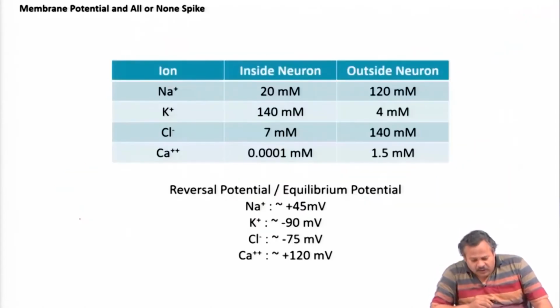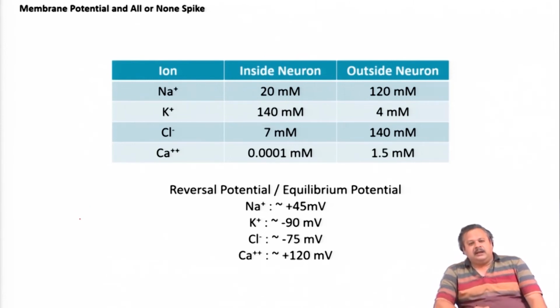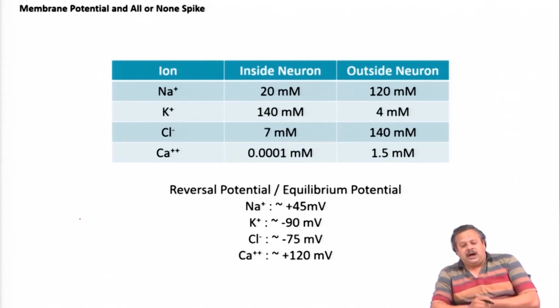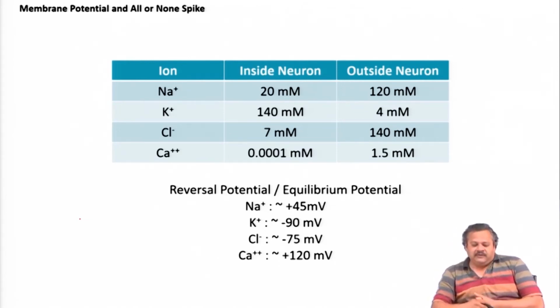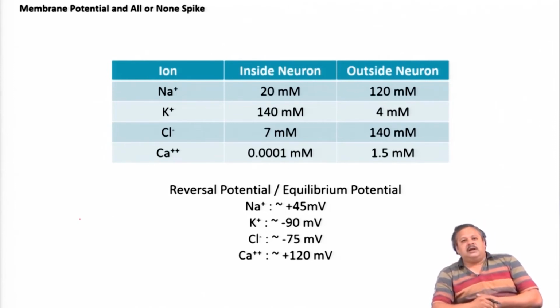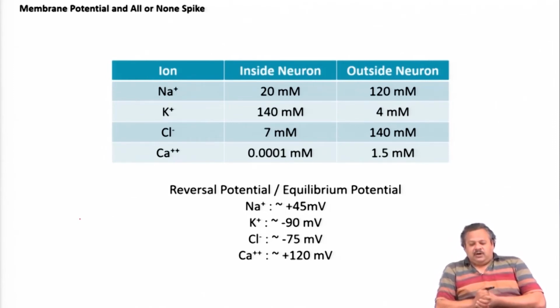So, the concentrations present inside the neuron for sodium, potassium, chloride and calcium are approximately the values given here, that is 20 millimolar for sodium inside and 120 millimolar for sodium outside. Similarly, the concentration of potassium is extremely high inside the neuron, and it is low outside the neuron. So, sodium and potassium have the exact opposite nature of their chemical gradient.